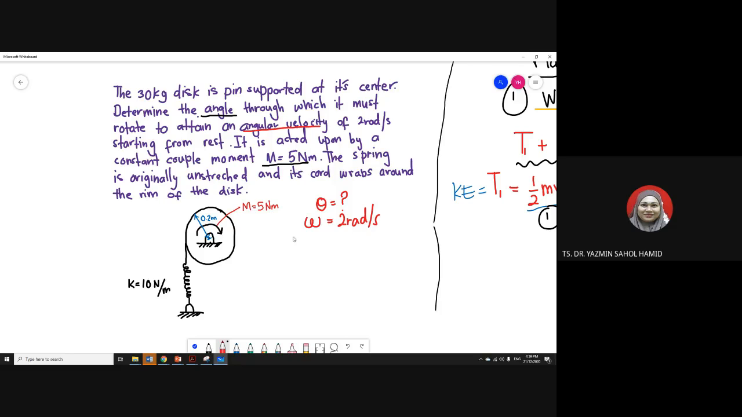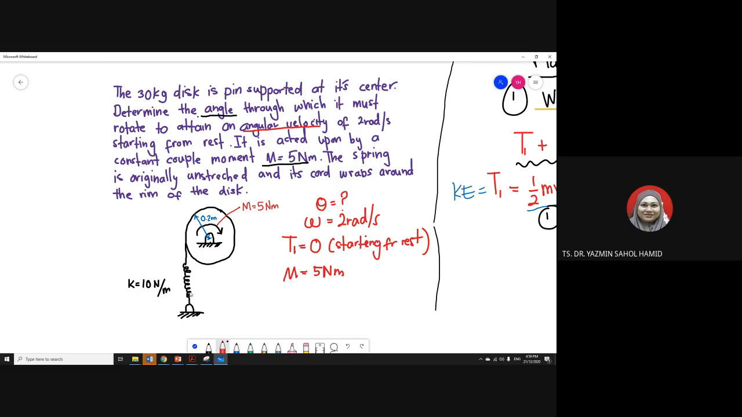Okay, what do you understand bila dia kata starting from rest? Apa clue yang kita boleh tahu? Bila starting from rest saja kita punya omega naught 0. So it means our T1 will be equal to 0 because they're starting from rest. Yes, so tu keyword kita ada. It is acted upon a constant couple moment. So ada couple moment which is 5 Newton meter. And the spring is originally unstretched and its cord wraps around the rim of the disc.